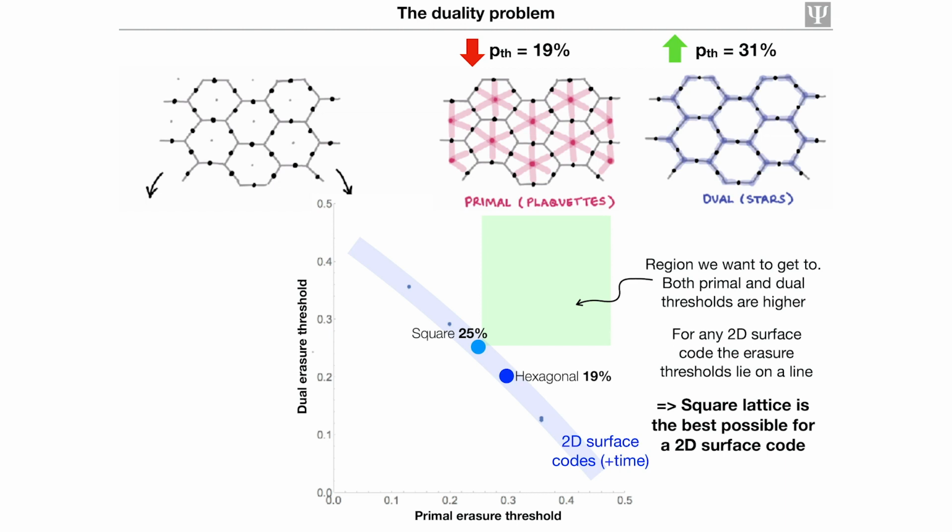And in fact, this is true for any 2D surface code that you take. It's just a feature of the geometry. This has been known for a long time. And because of this, the square lattice is really the best you can possibly do if you're restricting yourself to 2D surface codes, because it's the only one which is self-dual.